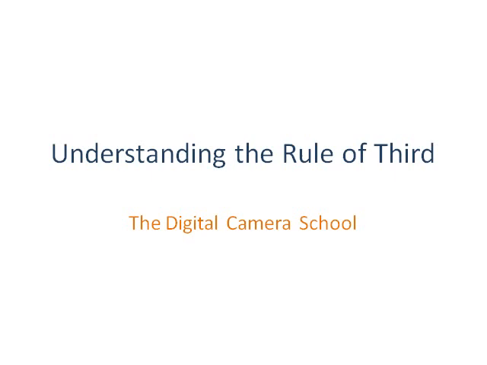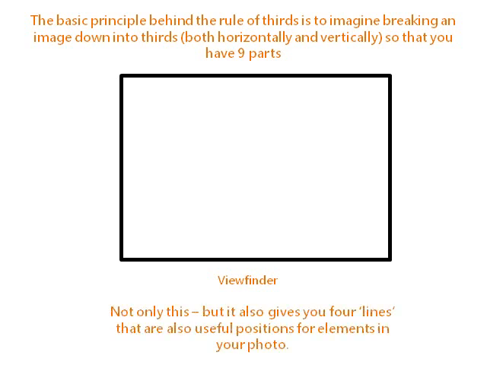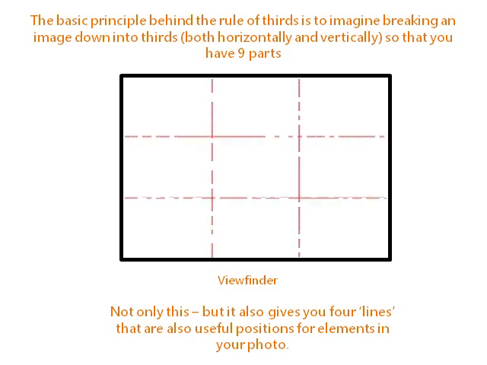Today's module, Understanding the Rule of Thirds. The basic principle behind the Rule of Thirds is to imagine breaking images down into thirds, both horizontal and vertical, so that you have 9 parts. Not only this, but it also gives you 4 lines that are useful for positioning elements in your photo. Principle, do your noughts and crosses, okay?